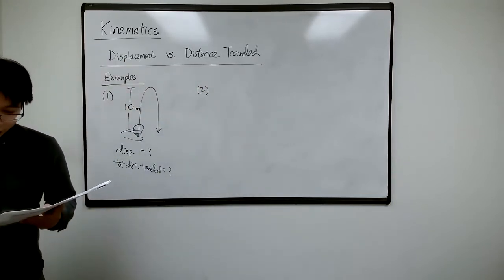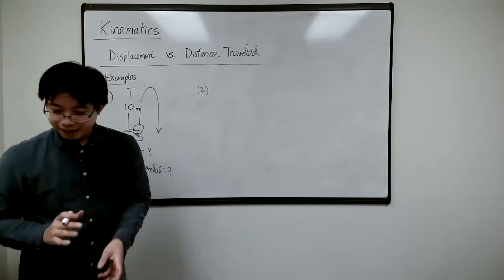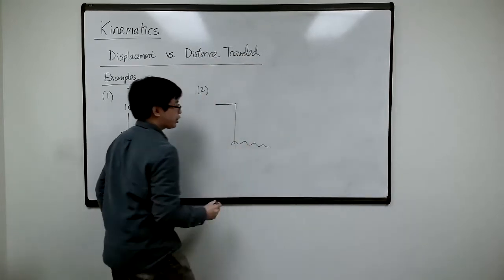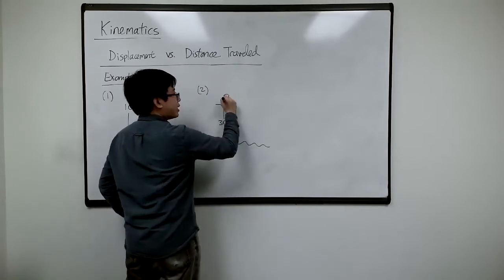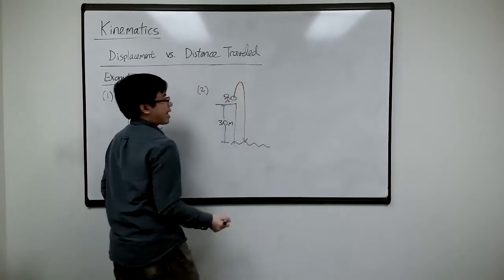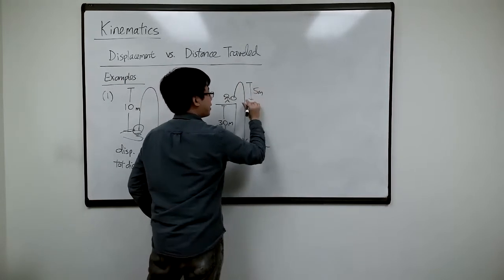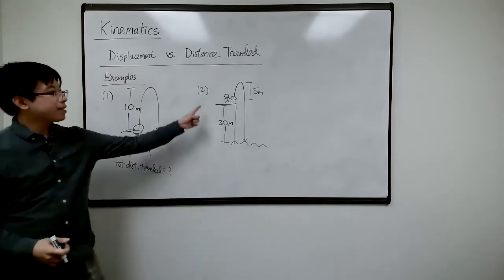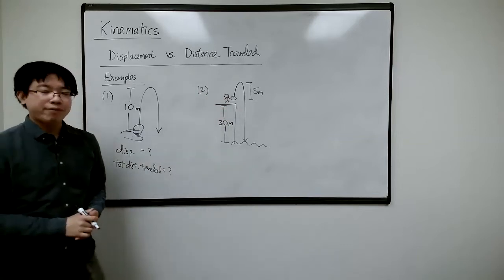If I'm on a cliff that is 30 meters high from the sea, all right, so that's the ocean, and this is 30 meters. So if I'm here and I toss a rock 5 meters up and it lands all the way down in the sea, so 5 meters up and it lands in the sea. Again, what's the displacement of the rock? The rock is the object of interest, and what's the total distance traveled?